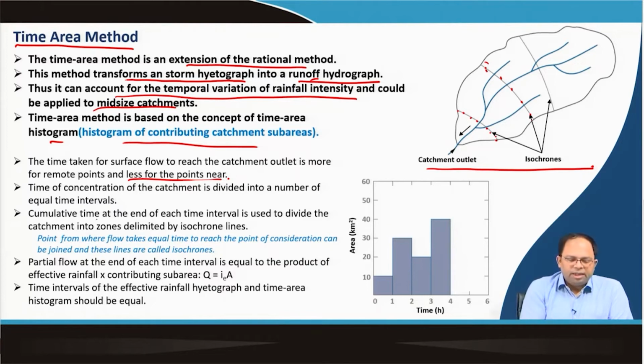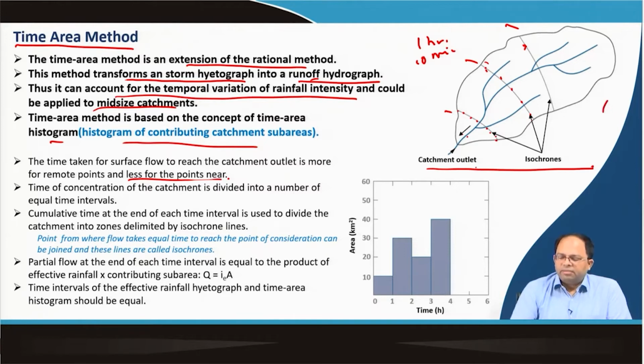So, that is, the cumulative time at the end of each time interval is used to divide the catchment into zones delimited by isochrone lines. So, if I have 1 hour and then I divide it into 6 time intervals of 10 minutes each, maybe this is the first 10 minutes, then another 10 minutes, then another 10 minutes. So, that means in 30 minutes it takes water to reach from this point to this particular point, and so on.